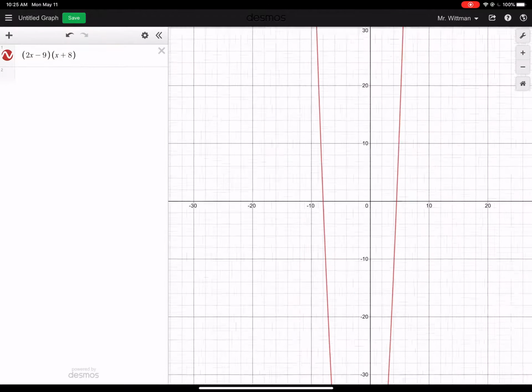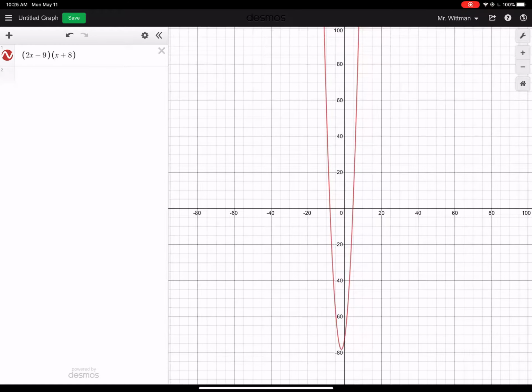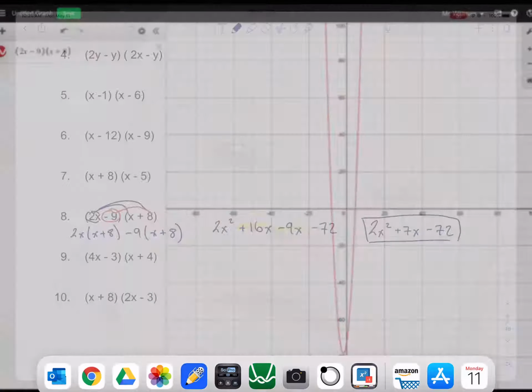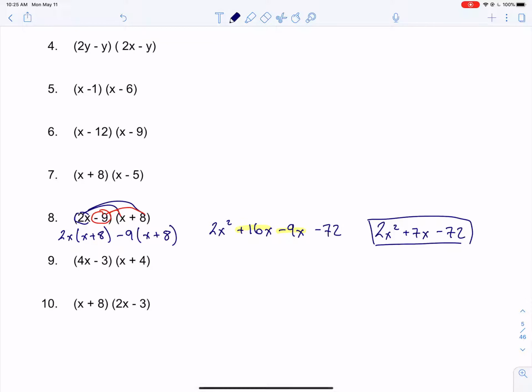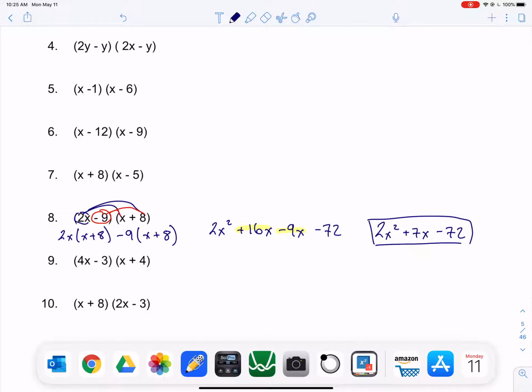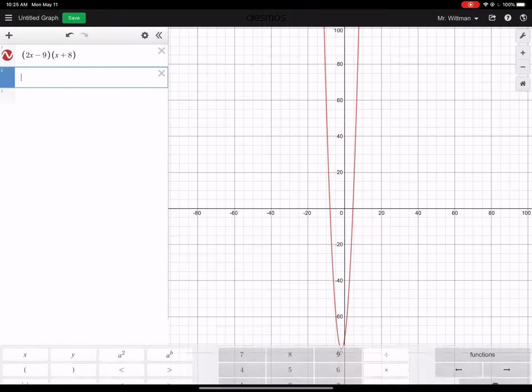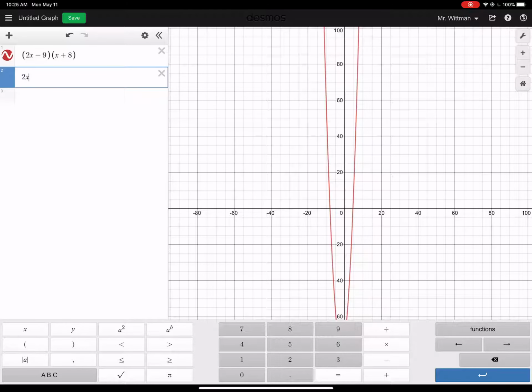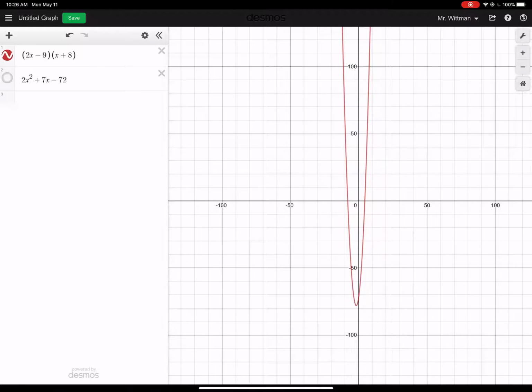Okay, so there's our graph. All right, and then we ended up with 2x squared plus 7x minus 72. All right, if we toggle those on and off, we see that it's exactly the same graph.